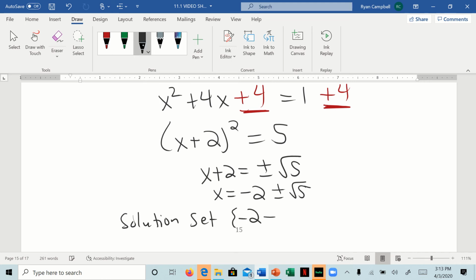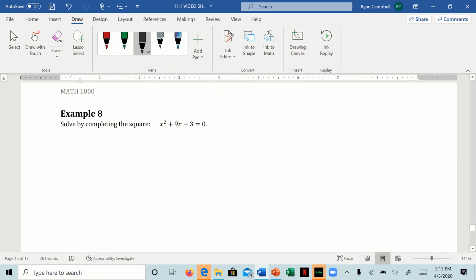So our solution set is negative 2 plus square root of 5, negative 2 minus square root of 5. Just multiple ways of writing this. Whichever way you like, do it that way. All right, 2 more problems, and then we are calling it a day for this lesson.